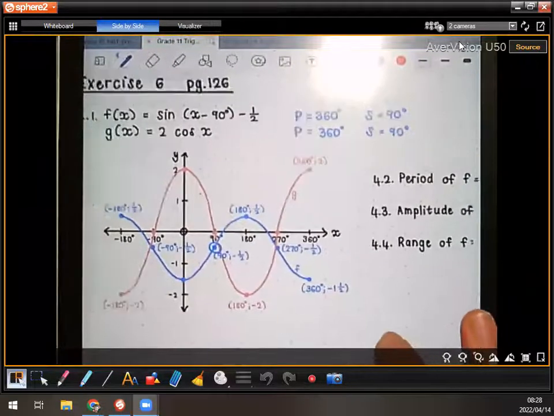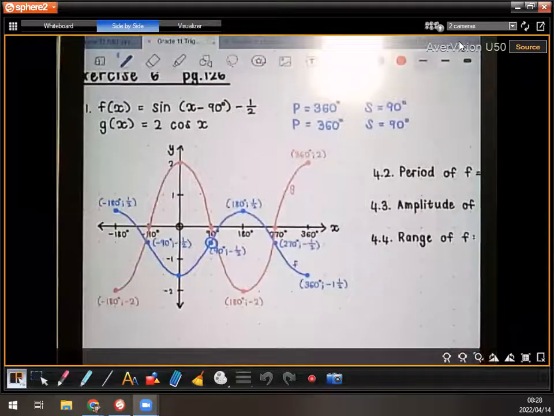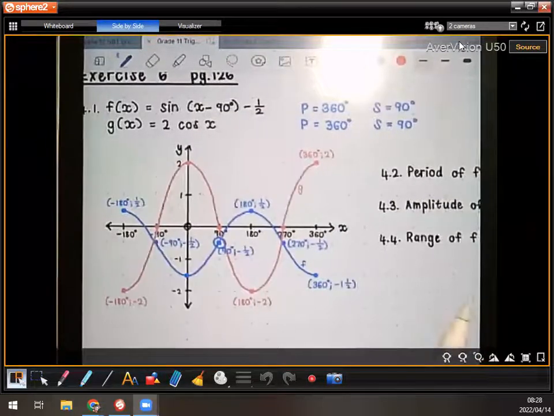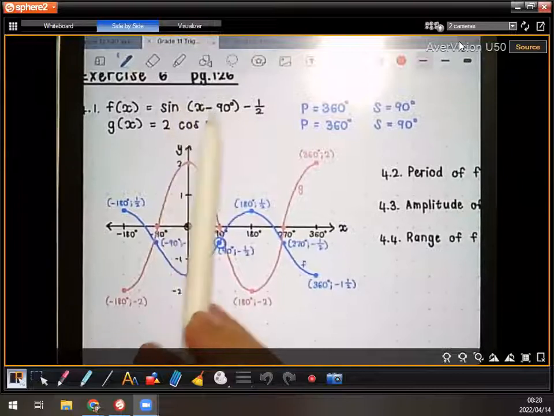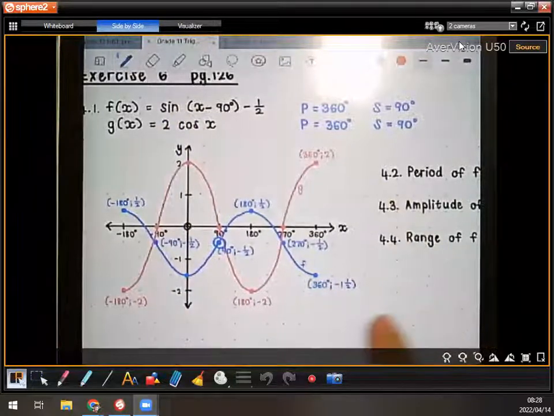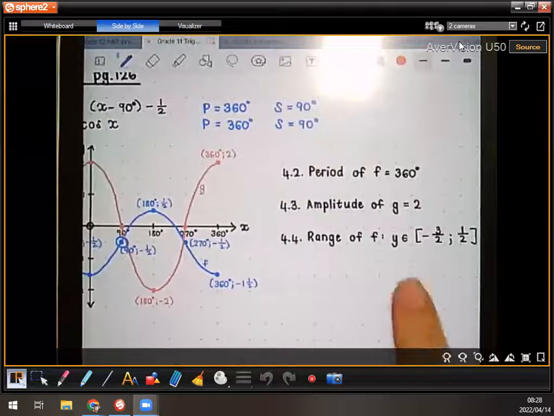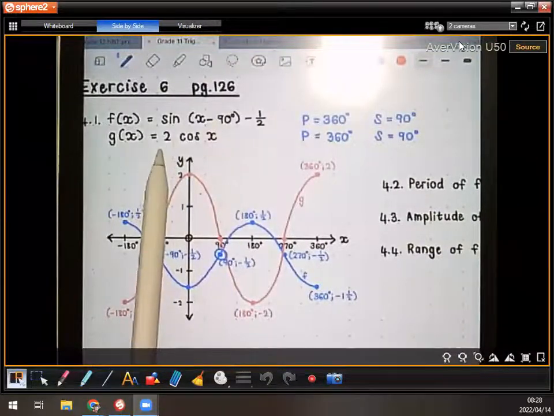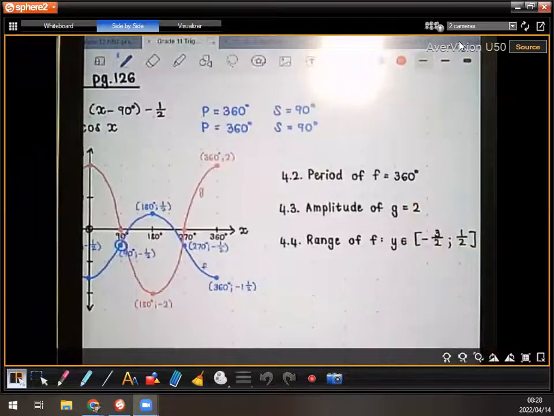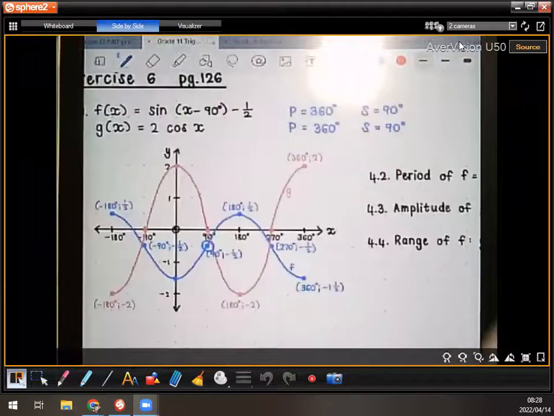Then they just asked a few basic questions here. They asked for the period of f. Now, if we look at f, there's no number in front of the bracket or in front of x. That's the normal period, right? 360. They asked for the amplitude of g. Now, the amplitude is just the number in front of the cos. So that's 2. Right?